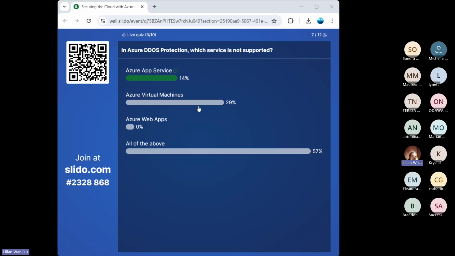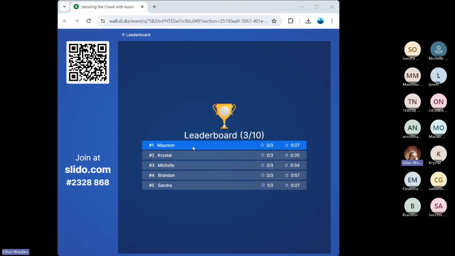And for the rankings, Maureen is still in the lead. So don't give up on these questions. We still have, I think, 7 questions to go. So yeah, don't give up.